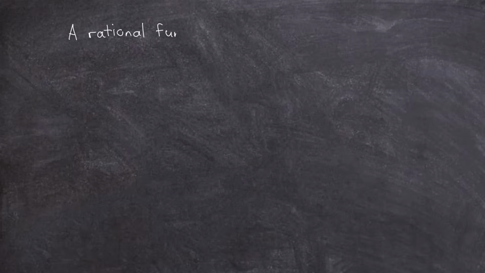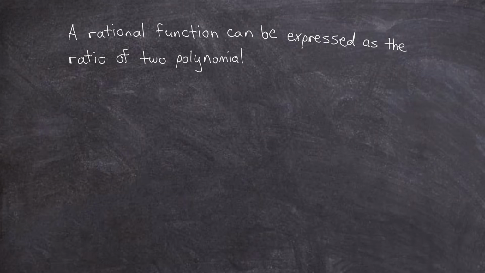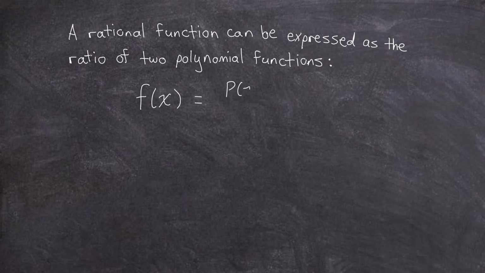A rational function is a function that can be expressed as the ratio of two polynomial functions. So for example, if the function f of x is a rational function, it would be the quotient of two polynomial functions. Let's say function p of x divided by function q of x. And remember, division by zero is always undefined, so rational functions often have restrictions. The function in the denominator, q of x, can't be zero.